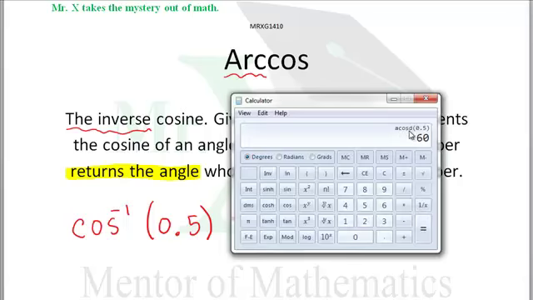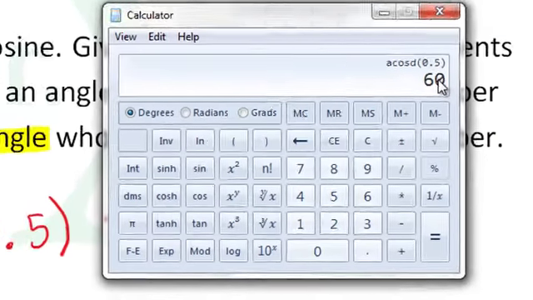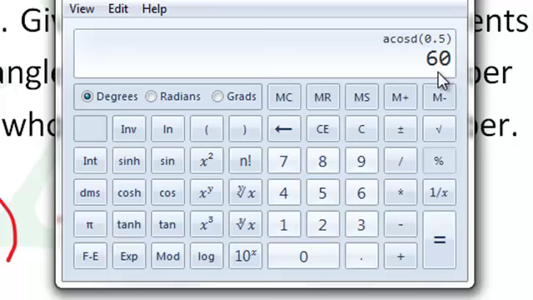The arc cosine in degrees of a half is 60 degrees. Let's walk through this very quickly. We're in degree mode here. We are in degrees. So we say 60 degrees. We're going to take the cosine of that. The cosine in degrees of 60 degrees is a half.